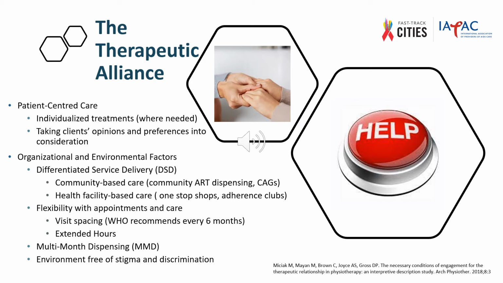Organizational and environmental factors are an important component of the Therapeutic Alliance aimed at retaining clients in care and avoiding loss to follow-up. These include differentiated service delivery, including community-based care and health facility-based care. Flexibility with appointments and care. WHO recommends visit spacing every 6 months. Multi-month dispensing, also ideally every 6 months. And an environment free of stigma and discrimination.